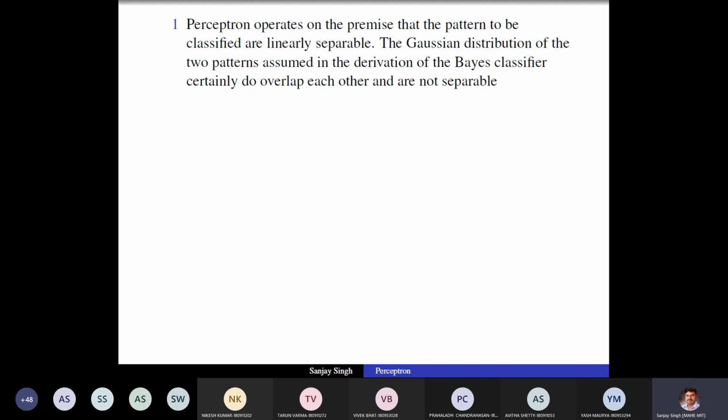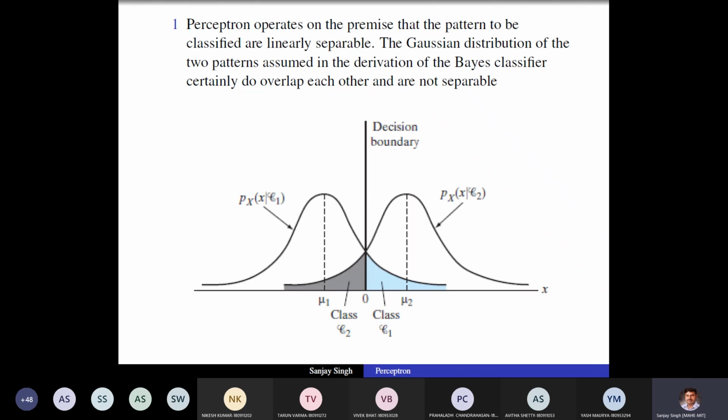The perceptron operates on the premise that the patterns to be classified are linearly separable, that we know. If something is not linearly separable, we cannot apply the perceptron. Here, the Gaussian distributions of the two patterns assumed in the derivation of the Bayesian classifier certainly do overlap each other and are not completely separable, even though they are Gaussian. So see here, Gaussian distributions are there.